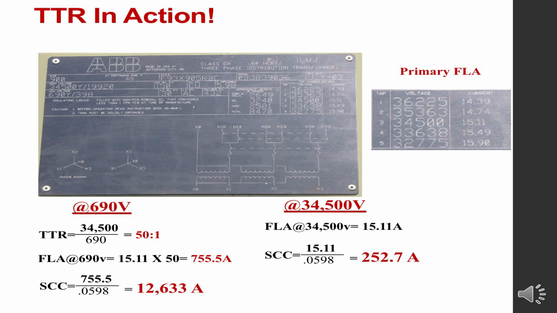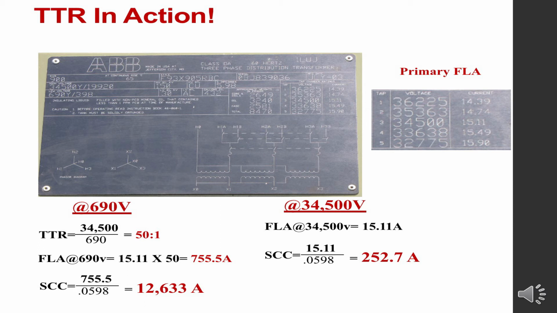Now, on the high voltage side, what have we got over there? Well, we don't have to do as many calculations. We already know the full load amps is 15.11. So to figure out the short circuit current on the high voltage side, we would just take 15.11 divided by the impedance, and that means it would produce 253 amps of current flow on the high voltage side.